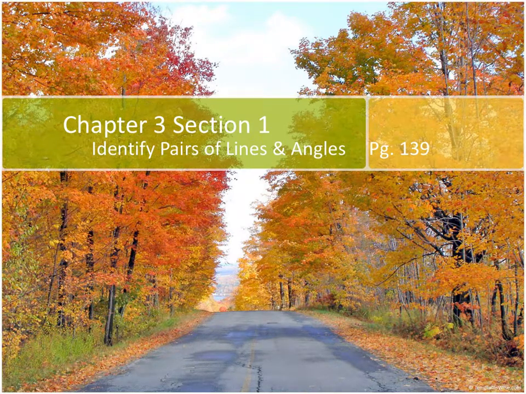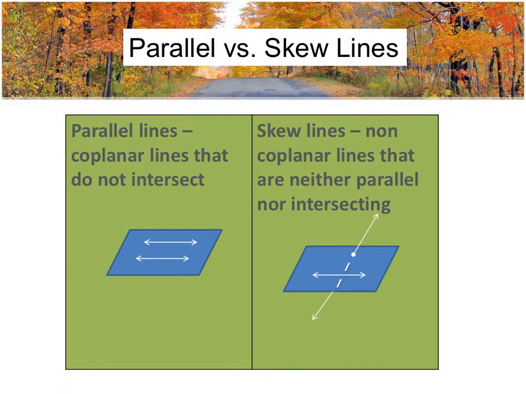Okay, chapter 3, section 1 starts with identifying pairs of lines and angles. So we're going to be looking at what happens when certain lines are oriented or positioned in certain ways. The first things that we've got are parallel and skew lines, so we're going to talk about the word skew and the word parallel.